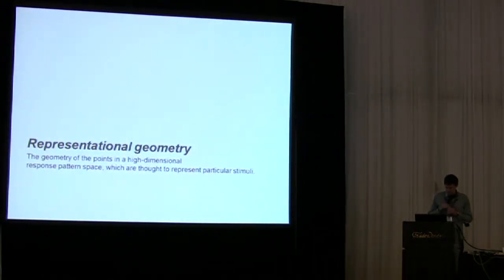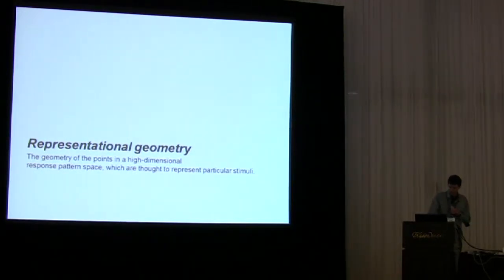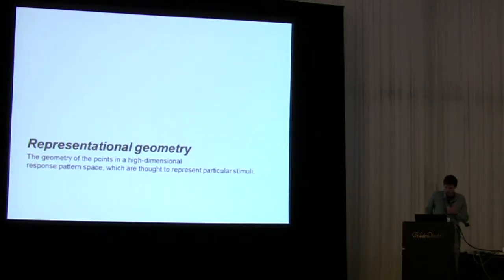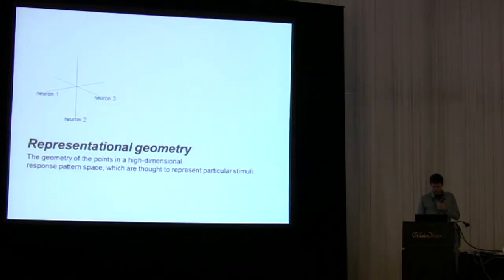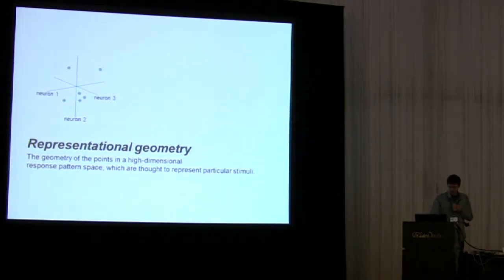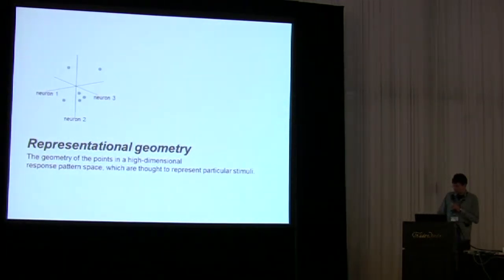So the central concept that drives my approach to all this is the concept of representational geometry. And by representational geometry, I mean the geometry of the points in a high-dimensional response pattern space that correspond to the particular stimuli. So I've illustrated that for a little toy space with 3 neurons, so we can think of the stimuli as points in this space, and everyone's familiar with this kind of idea.